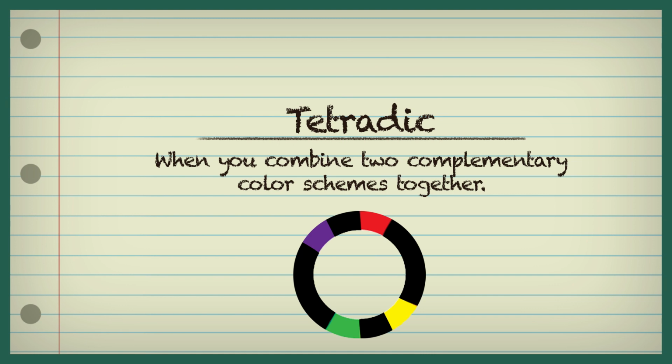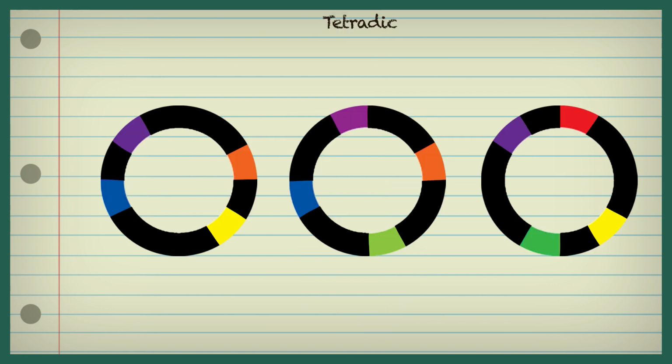So we've already gone over complementary colors. Tetradic color schemes are when you combine two complementary color schemes together. So for instance, if you had blue and orange be your first complementary pair, you could combine them with yellow and purple, another complementary pair. The four of those would make up a tetradic color scheme. Another example would be that if instead of yellow and purple, you went with red and green, that would also create a balanced tetradic scheme.